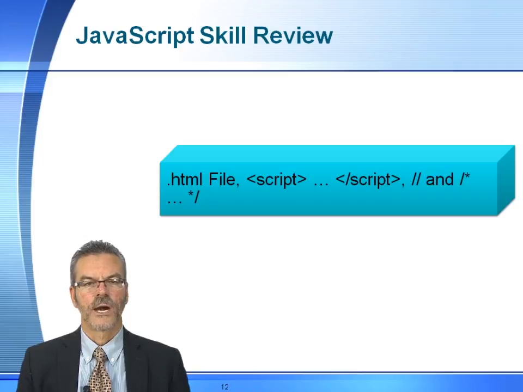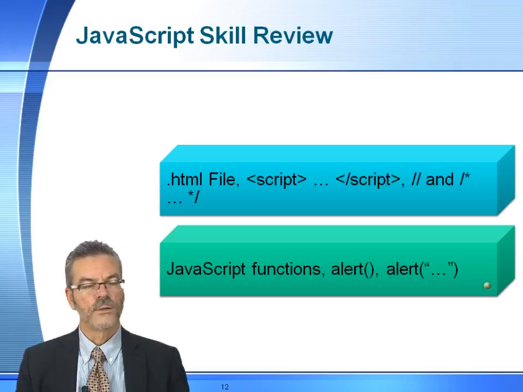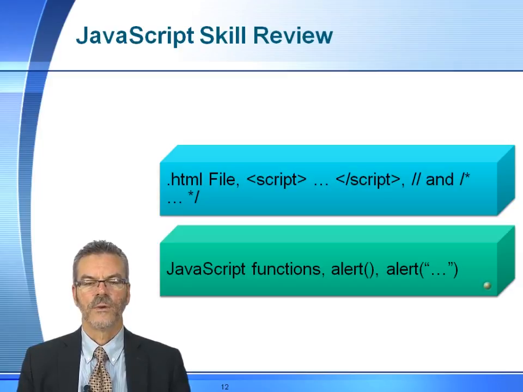So when we review our JavaScript skills at this point, we have the concept of creating a .html file. We have the concept of putting the script tag as the beginning tag. We also know we have an ending script tag. We know we can put comments using 2 forward slashes and also doing a /* and a */. We also now know what a function is. We know a function is pre-written code. We can call that pre-written code, and we gave a specific example, in this case, the alert function.